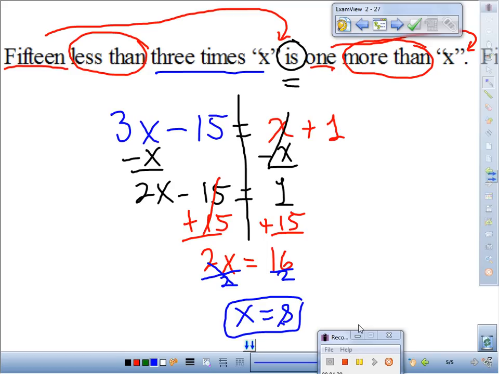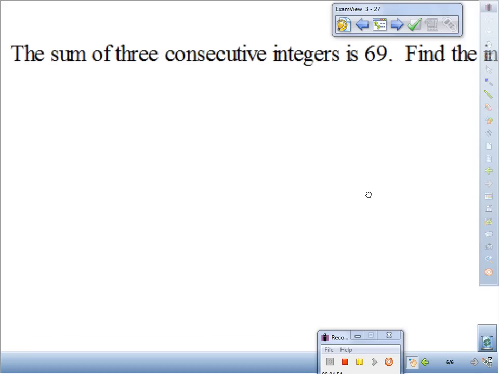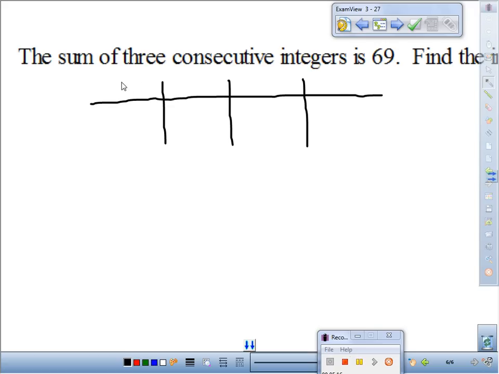Number 3. It says, the sum of 3 consecutive integers is 69. Find the integers. So let's see. For this one, we need to use a table to organize our information. How many numbers are we talking about? Three. So how many lines down? Three. One, two, three. One across. So you're going to write here the first consecutive, second, third, and here total. So what is the total? 69.